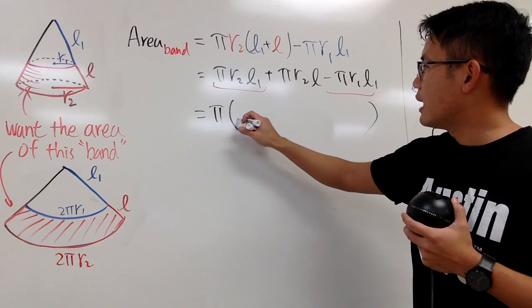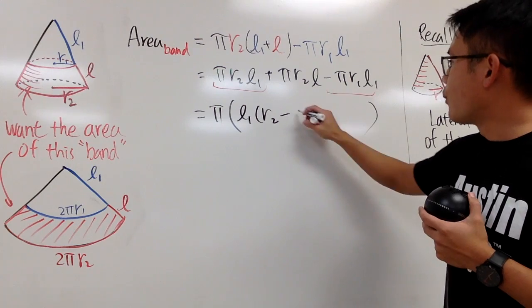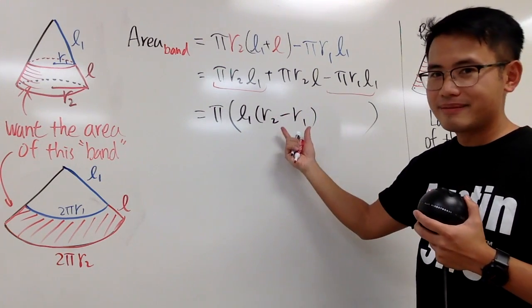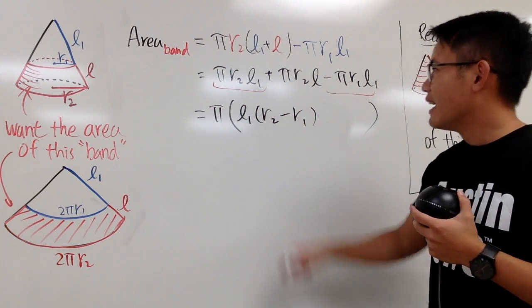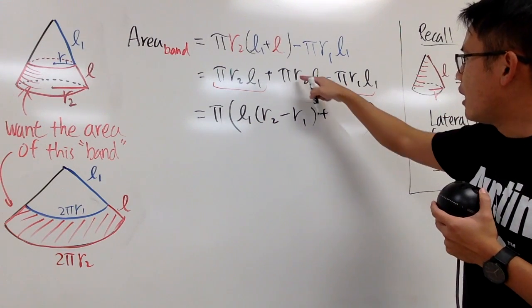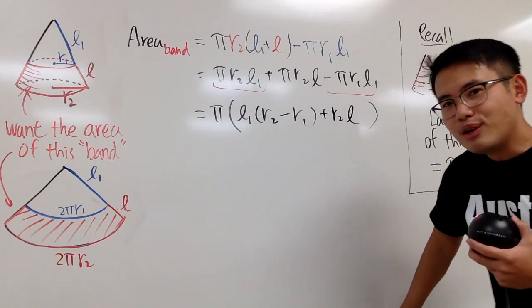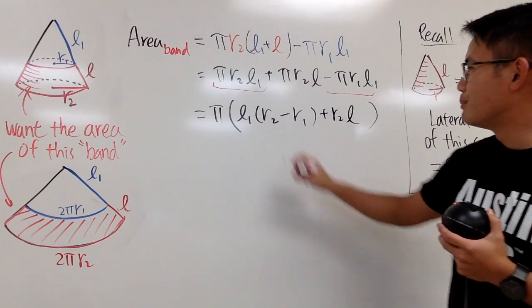I will also factor that out. And then it will be R2 minus R1, like that. Once again, the pi is outside. And then for this term, the pi will be out, so we'll just have plus R2 L, like this. So far so good, but can we do better?